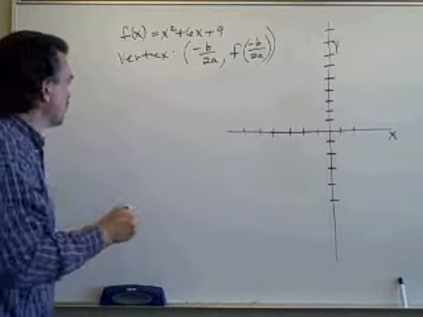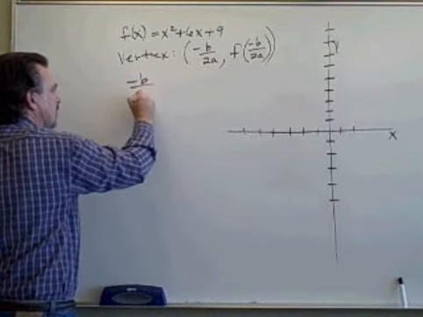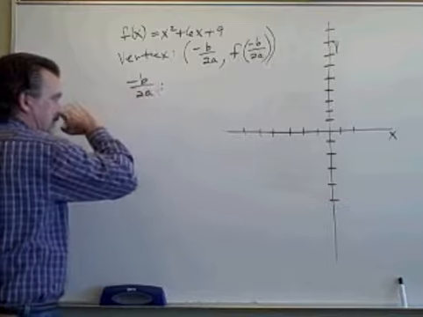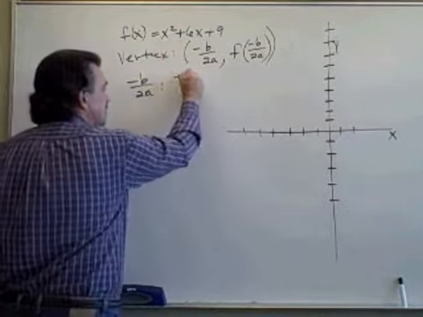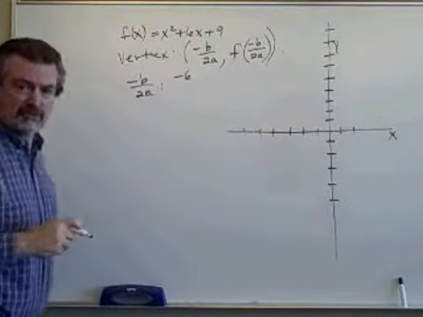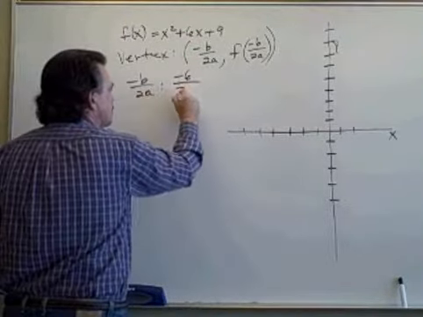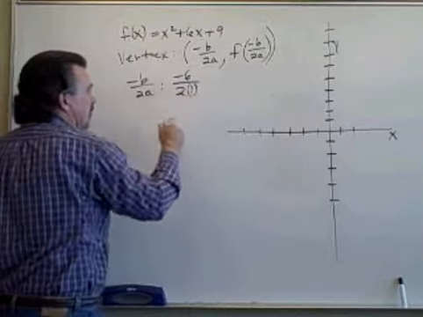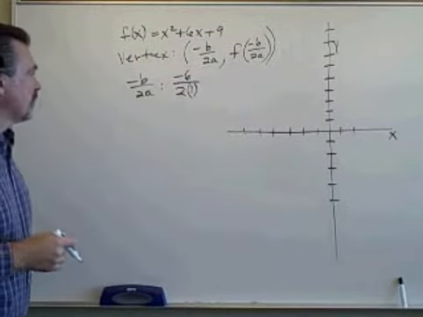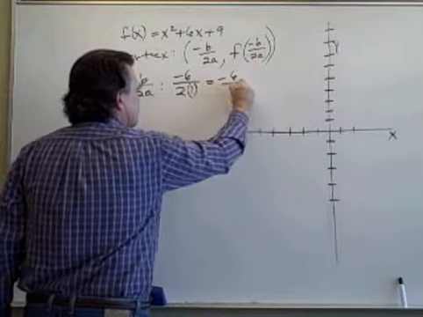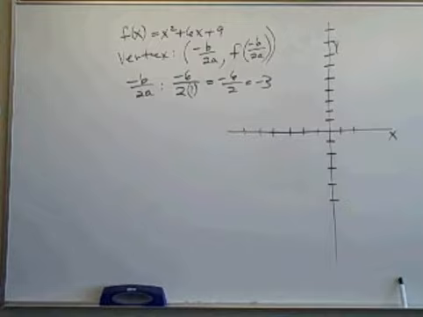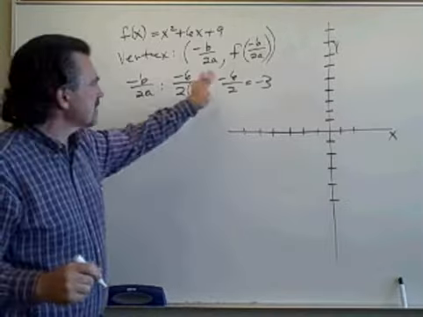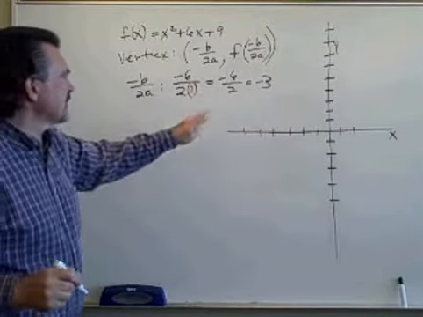So our first chore is to find that minus b over 2a point. In this case, that's negative 6, where b is the coefficient of the first power term, over 2 times 1. The coefficient of the second power term is 1. So that's negative 6 over 2, which is negative 3. So the x value of the vertex is negative 3.